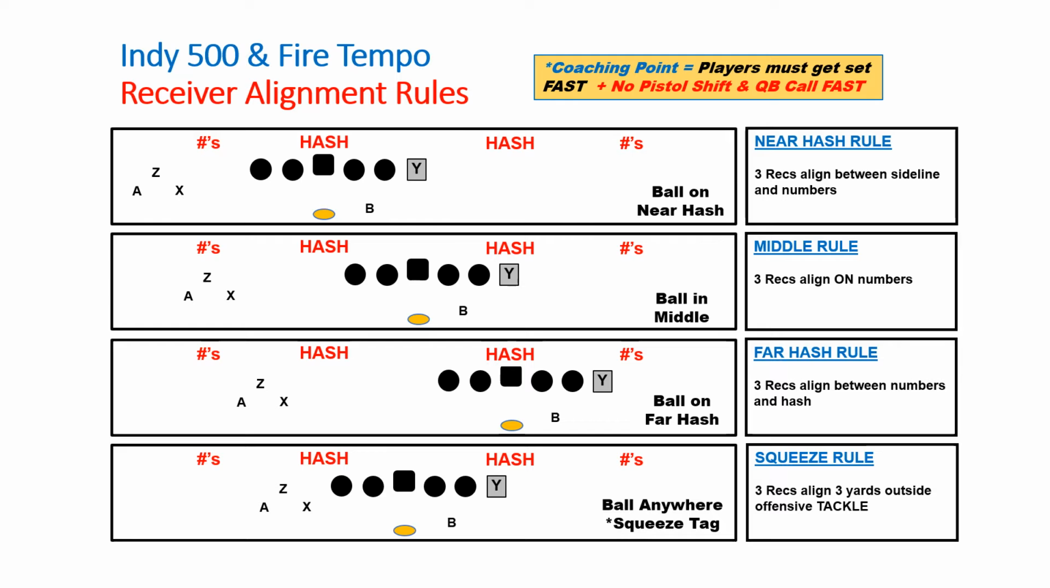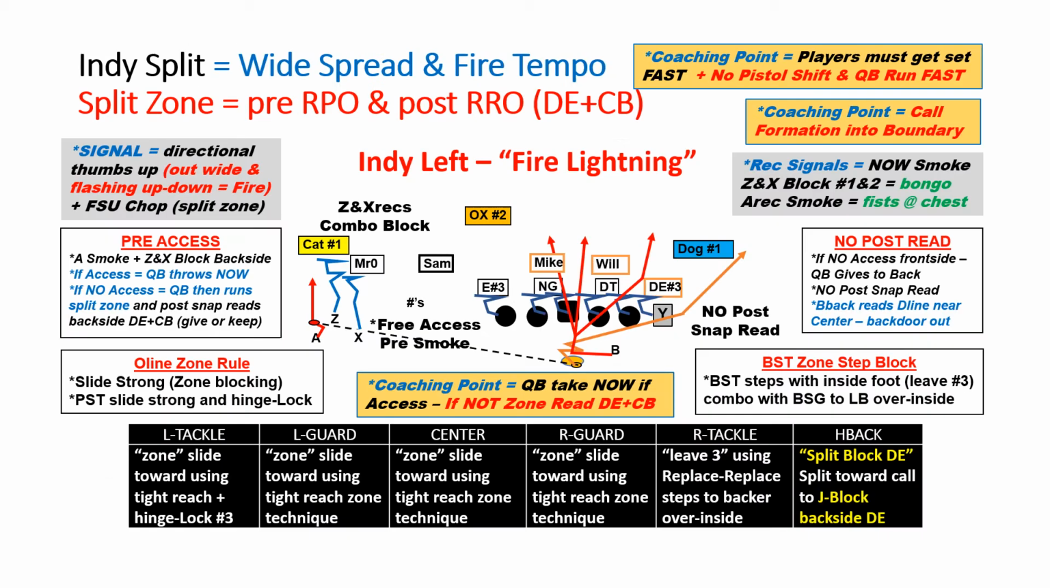All right, the alignment's real simple. We want to call this actually into the boundary. So if the ball's on the near hash, then the three receiver bunch is going to align between the sideline and the numbers. Ball's in the middle, they'll align right on the numbers. When the ball's on the far hash, then they'll split the difference between the numbers and that hash mark. We can also do a squeeze tag anywhere, and that just condenses the bunch where they're 3 yards outside the offensive tackle.